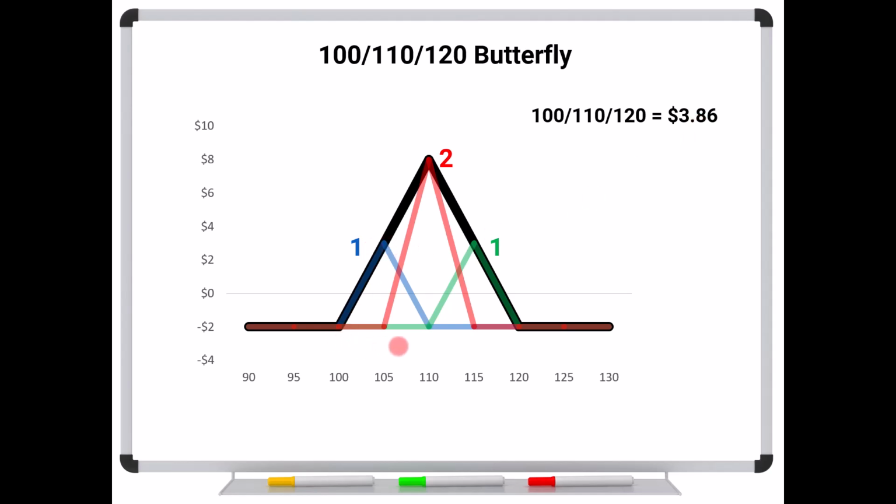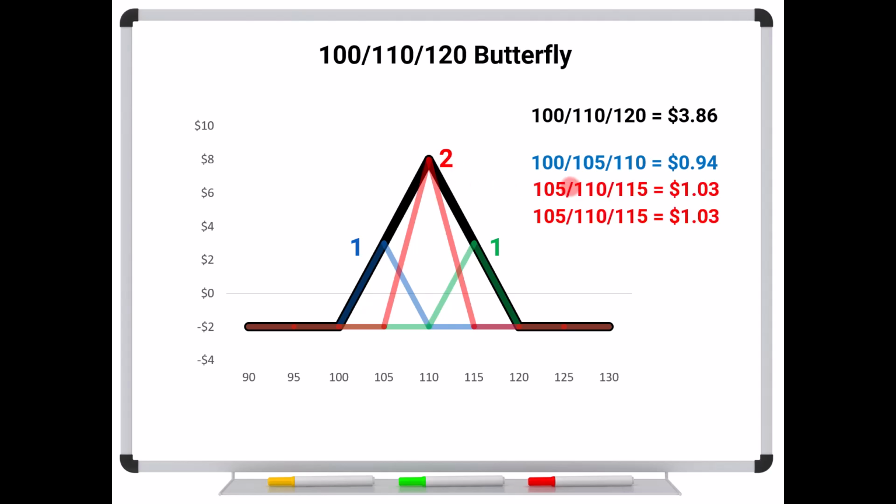Let's look at the 100, 105, 110 here in blue. The pricing model says it's worth 94 cents. Let's look at the next one here, the 105, 110, 115. But remember, we have 2 of them, so I'm just going to print those twice. The pricing model says each one is worth $1.03. And then let's look at the one in green, which is the 110, 115, 120. We have 1. The pricing model says it's worth 86 cents.